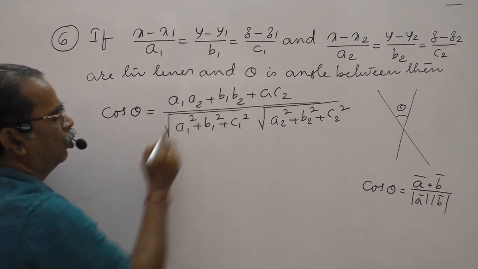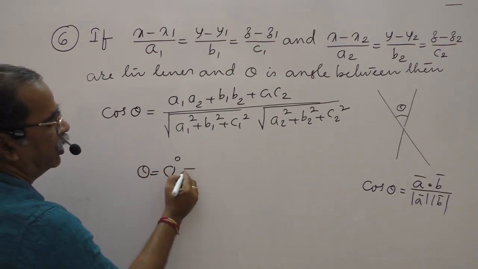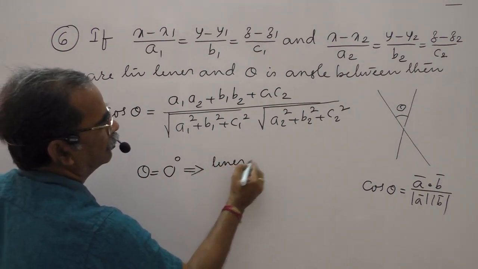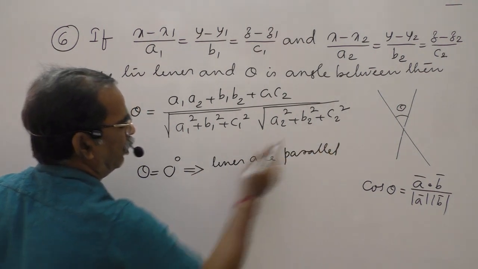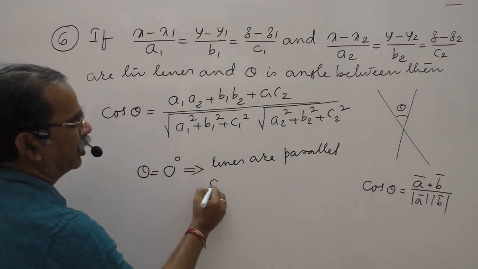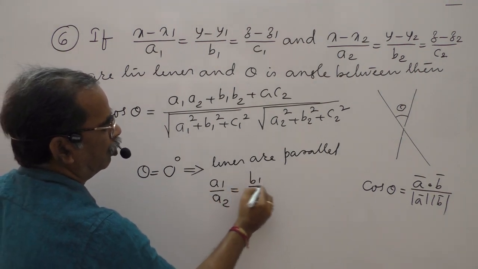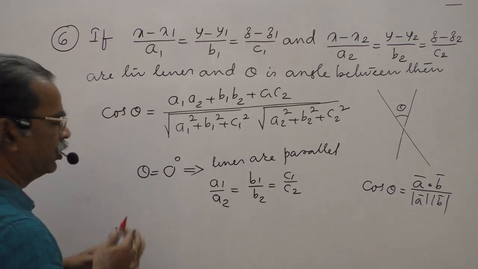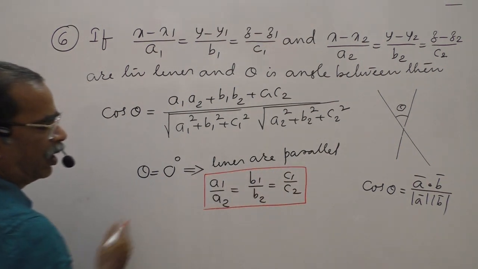If the angle between two lines is 0 degrees, if theta equal to 0 degrees, then the lines will be parallel to each other. If you write theta equal to 0 in this, and complete the simplification, then you will get the condition a1 by a2 equal to b1 by b2 equal to c1 by c2. Already seen this. So this is the condition for two lines to be parallel.